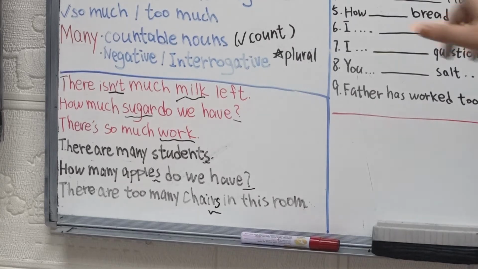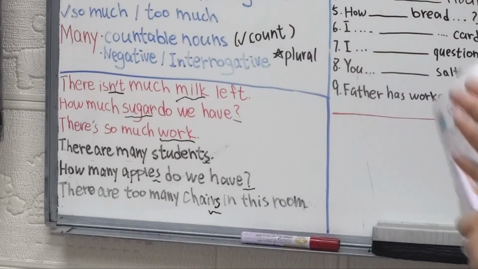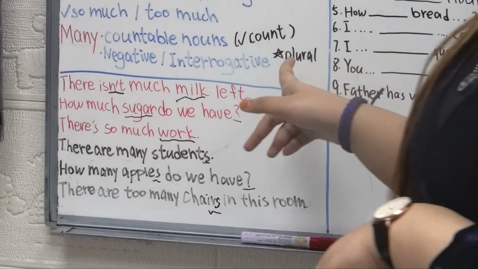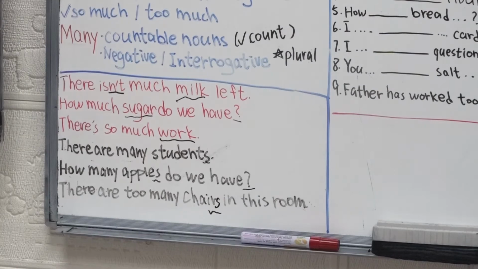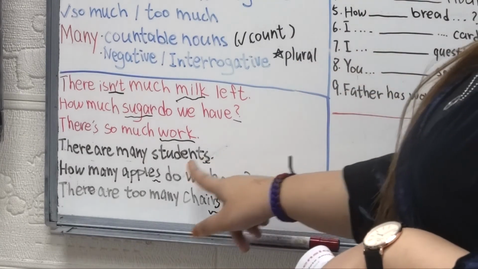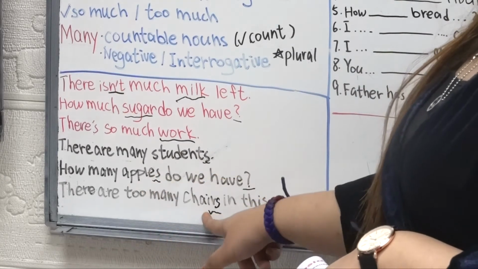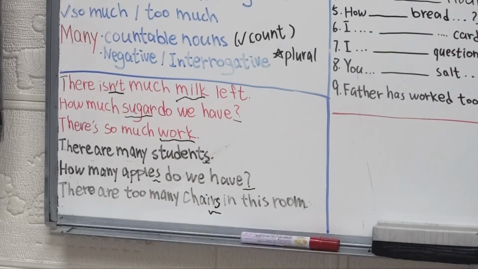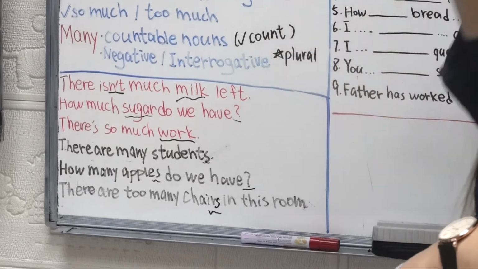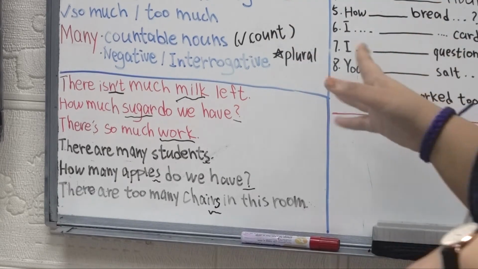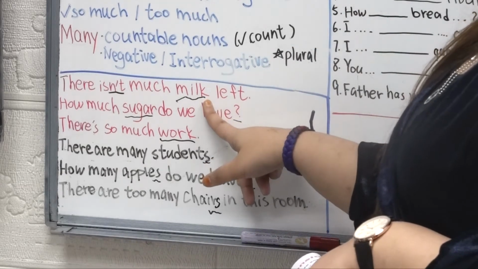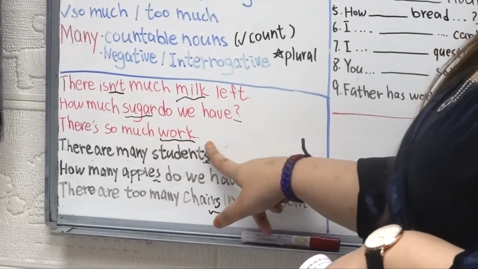Much is used with the things we cannot count. Many is used for the things we can count. And remember, the nouns can be in plural form, just like students, apples, chairs, okay? But if you use much, of course it means uncountable nouns. We cannot use it in plural form. We do not say milks. We do not say sugars. We do not say works.